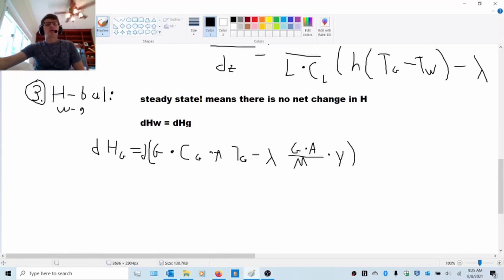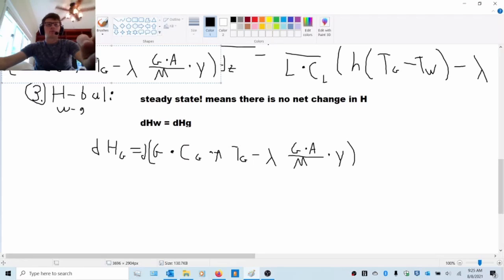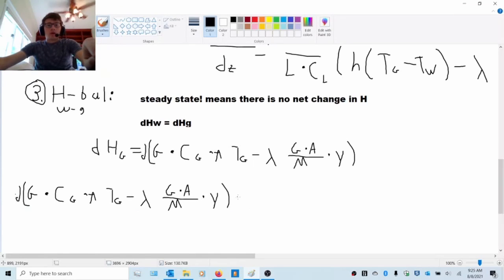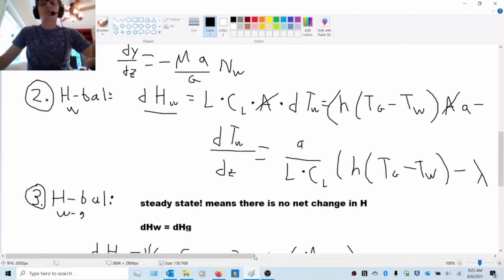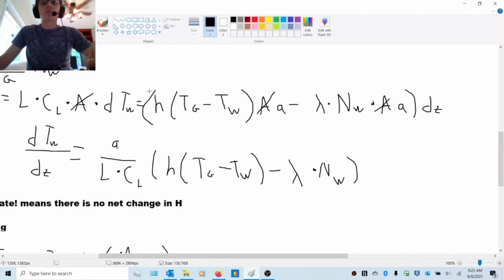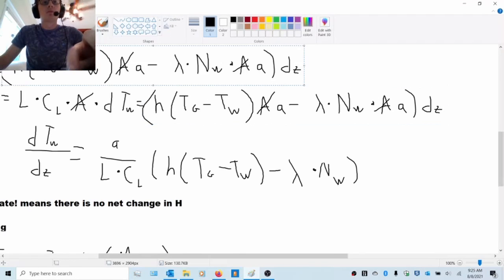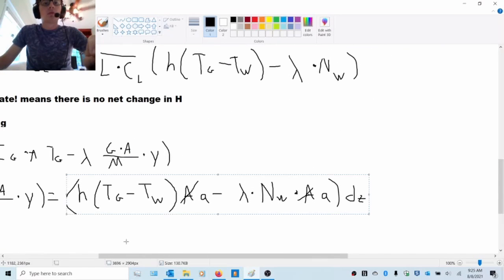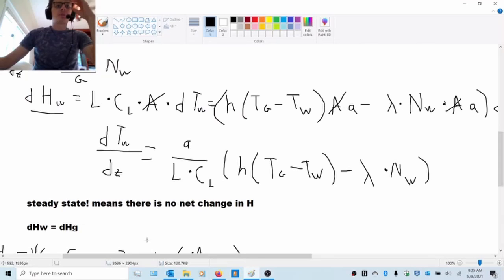So now with this, we can go ahead and select that. We could simplify it a little bit, but for now we'll just set that equal to what we just did in part 2, the second problem I solved. So we'll set that equal to the change in enthalpy of the water.